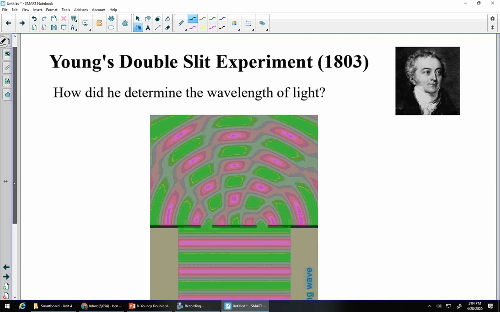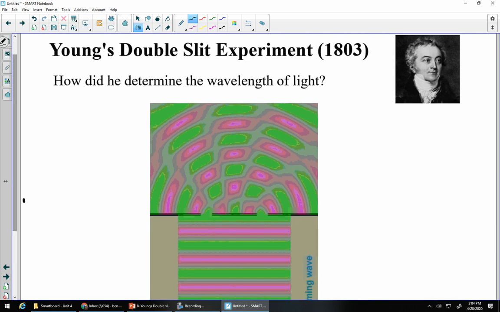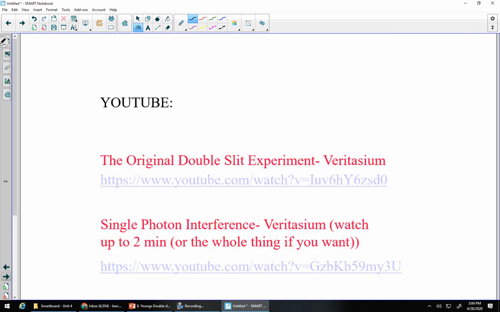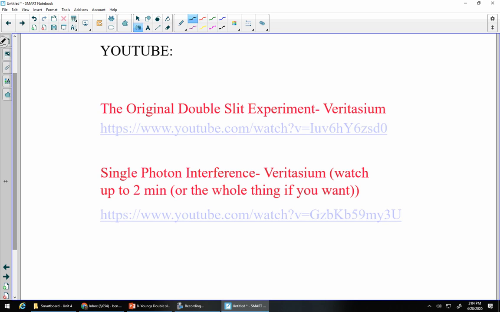Cool. So Young's double slit experiment. Like, yeah, this is cool, but how does this get us the wavelength of light? We're not quite there yet. So there's a couple things that I'd like you to watch here. Put the video on pause and check out. I do have the links there, but it might be annoying to try and type those in.